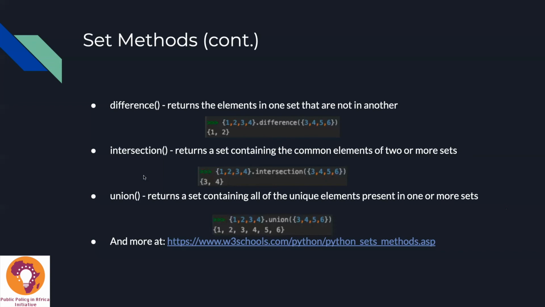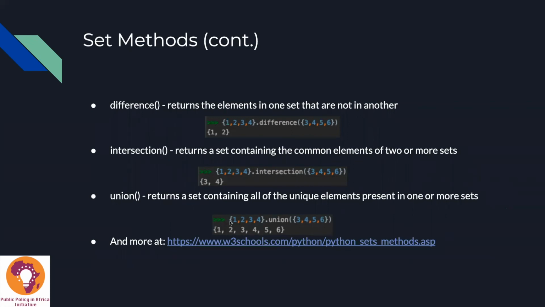Now a union. Union returns a set containing all of the unique elements present in 1 or more sets. So in this particular case, what it's basically doing is it's taking 2 sets and combining them. So we have our first set, 1, 2, 3, 4. We call the union method on that set using dot notation. So we have our first set of 1, 2, 3, 4 dot union, and then our parentheses. And in our parentheses, we pass the parameter 3, 4, 5, 6.